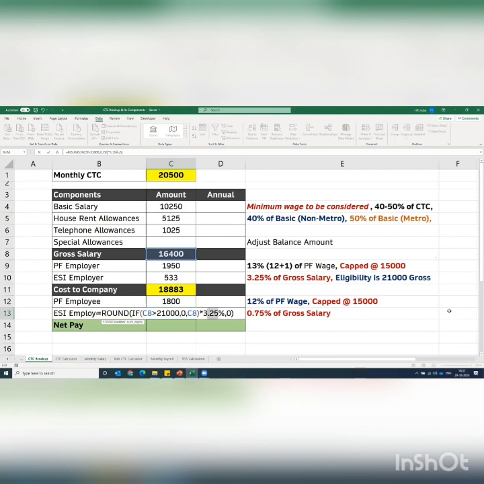What is the rate of employee contribution in ESI? It's 0.75%. Enter, and you have calculated the ESI and PF both for the employee as well. Right, now what if we have to calculate the net pay of the employee? How do we calculate that?